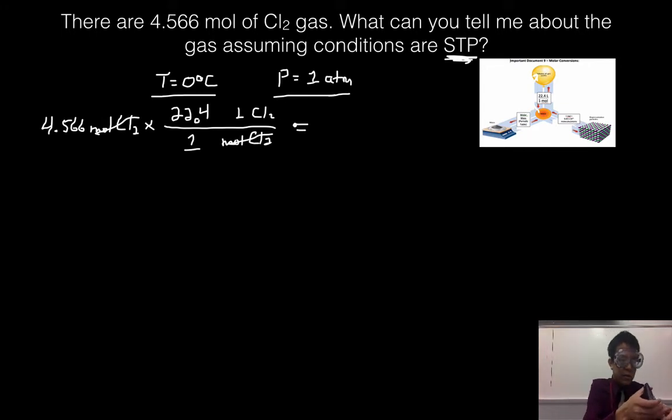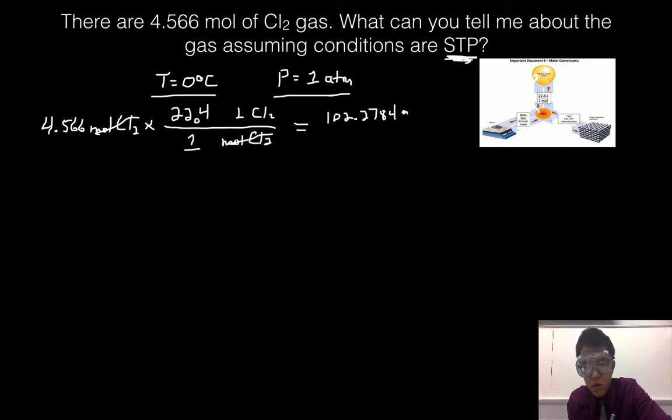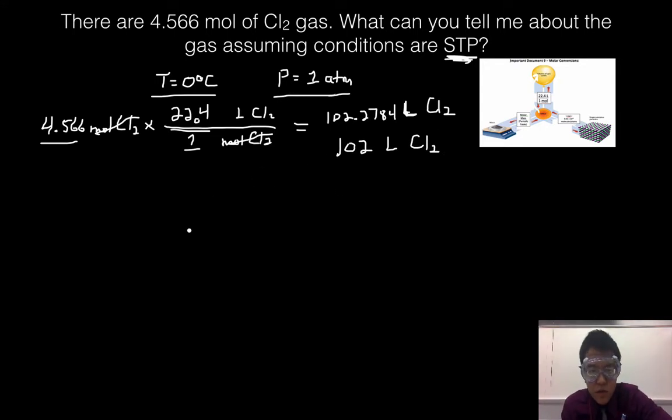Now I'm going to use my special ACT calculator to calculate this. It's super powerful. Times 22.4, and that gives me about 102.2784 liters of Cl2. But wait, I realize I've got 4 sig figs here and 3 sig figs here, so I can only keep 3 sig figs myself. Round that to 102 liters of Cl2. Alright, great. So I've gone to liters.